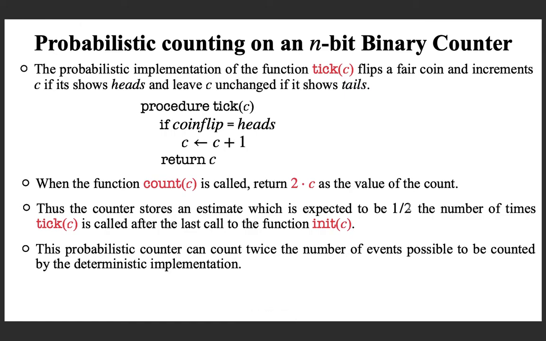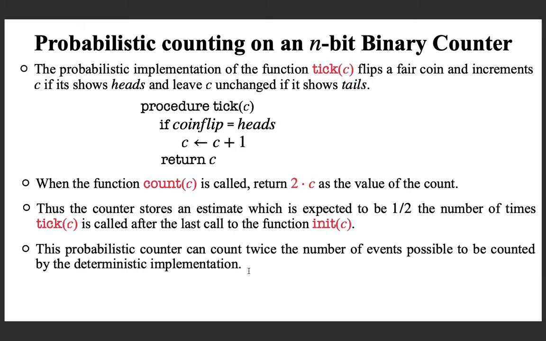And now see what you are returning: twice the value represented in C. So what is the maximum possible value of C with n bits? 2 to the power n minus 1. And hence you can count twice the number of events, because when you have a 4-bit counter using a deterministic implementation, you can go from 0 to 15, 0000 to 1111. But here you are incrementing only once in 2 calls.